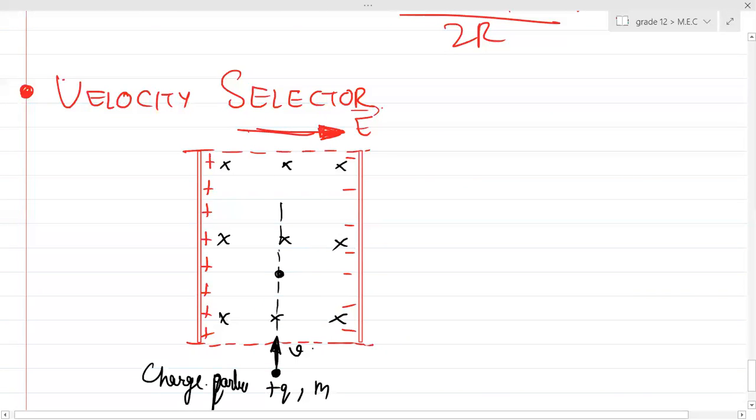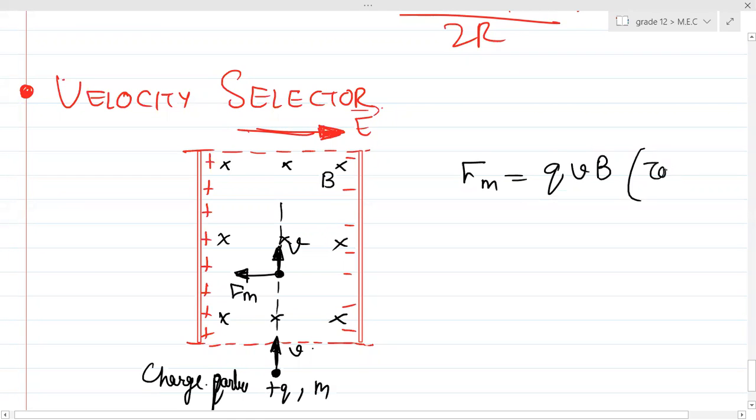Let's say this is the magnetic field and this is the direction of velocity. Can you tell me what all forces will be acting on this charge, and what will be the direction of those forces? There will be a magnetic force, towards left, equal to QVB.